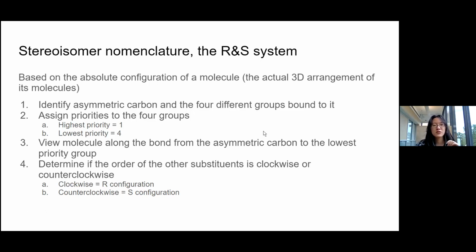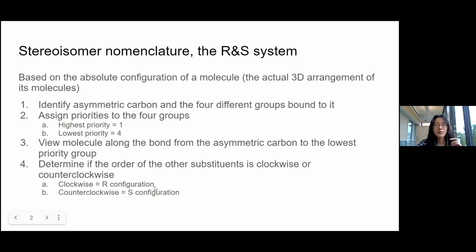The first thing you have to do is to identify your asymmetric carbon and the 4 different groups around it. And you're going to assign priorities to the 4 groups, using the exact same Cahn-Ingold-Prelog system that Ashley just went over. And so once you've assigned priorities, you're just going to number your groups 1 through 4. 1 is going to be your highest priority group, and 4 is going to be your lowest priority group.